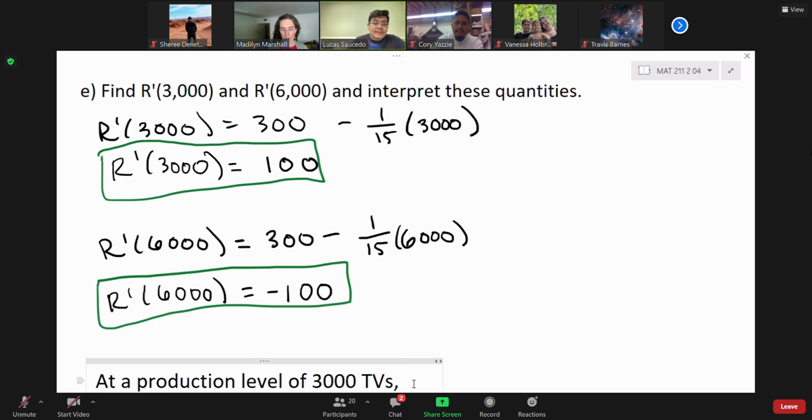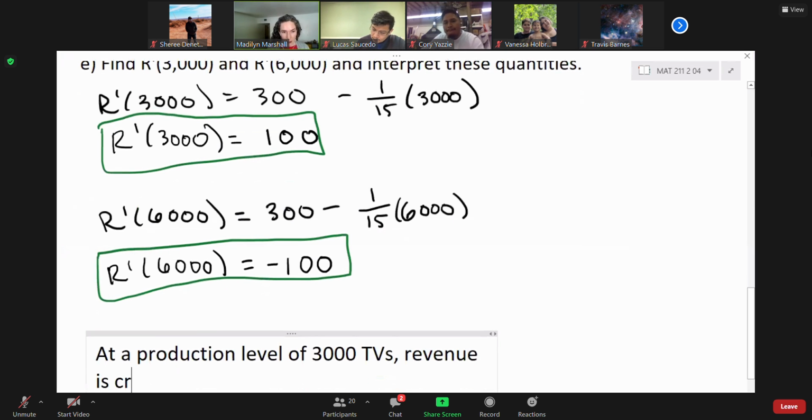That for one more TV, we would get an extra $100. Yes, exactly. I'm just going to say revenue is increasing by $100 per TV. So if we sell one more TV, we get more dollars in revenue, exactly.